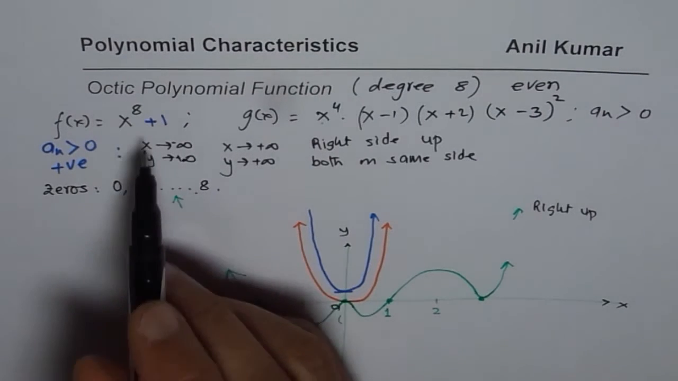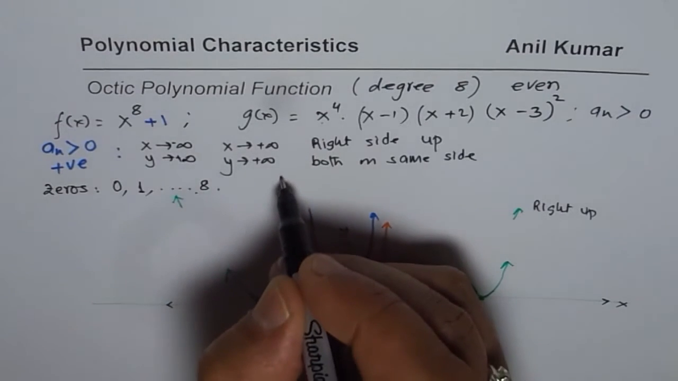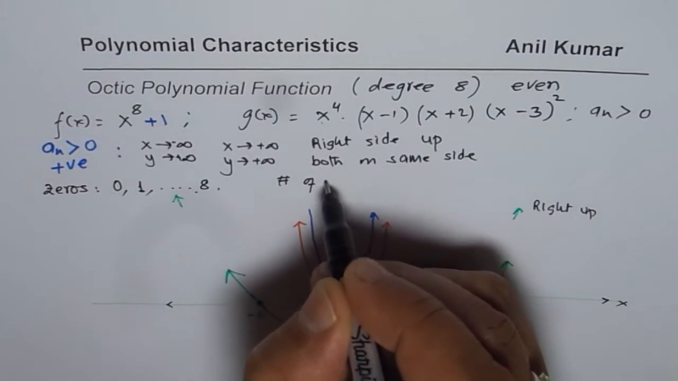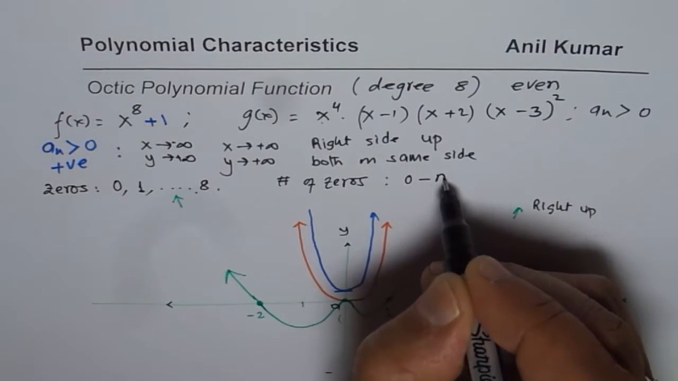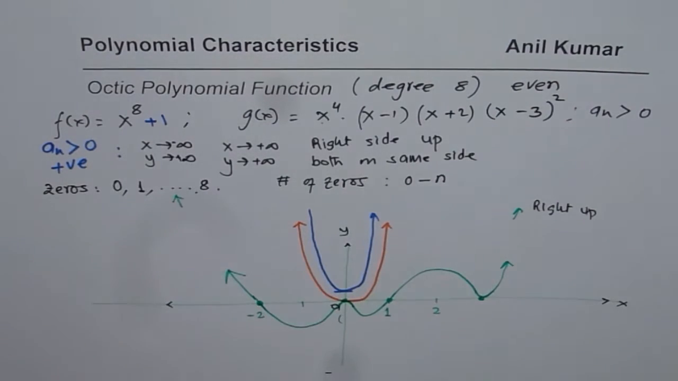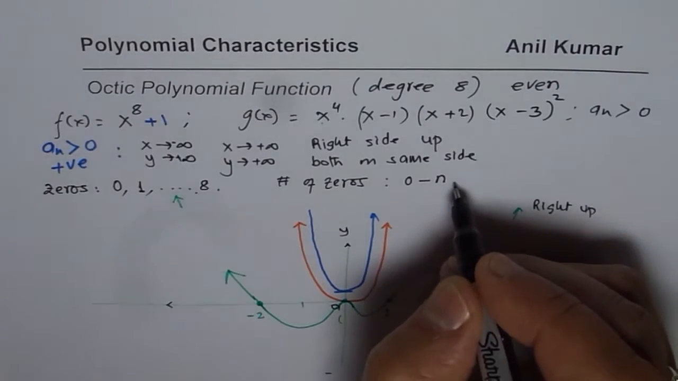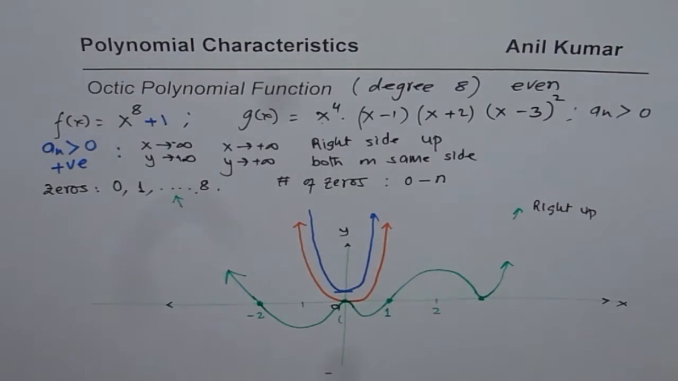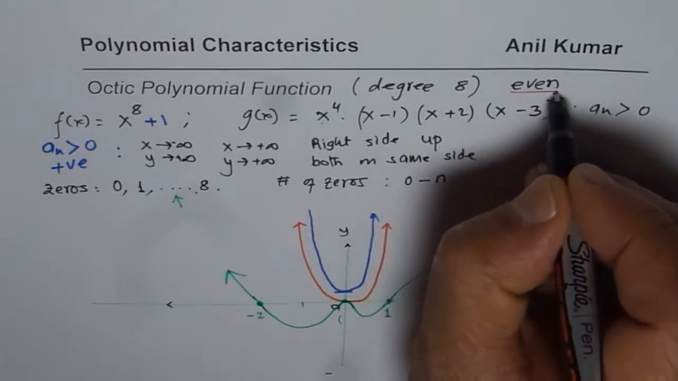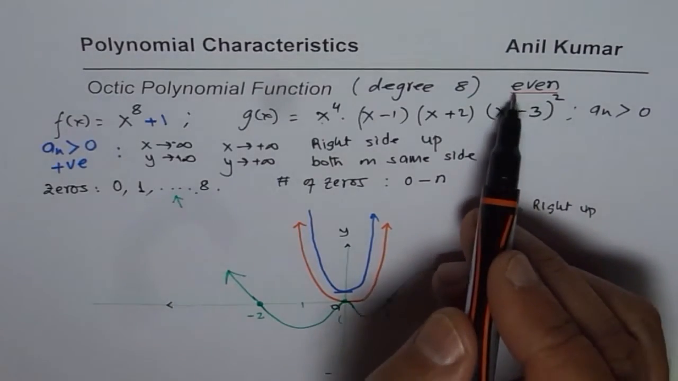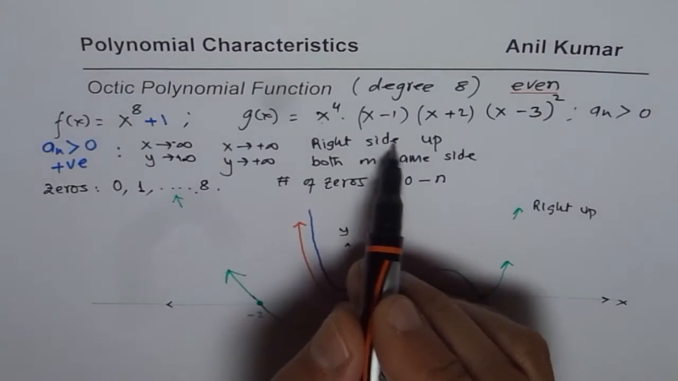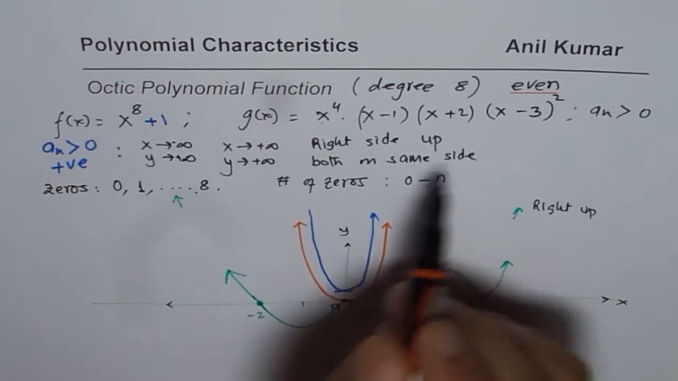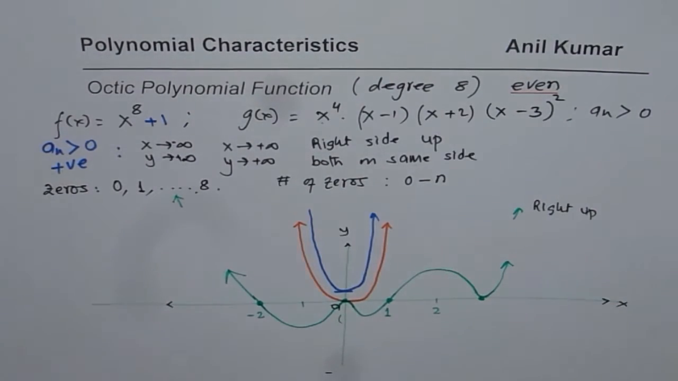So if n is even, in that case, the number of zeros is always from 0 to n. Do you understand? This is for even degree polynomials, right? Only, right? So we are considering also characteristics of even degree polynomials. For even degree polynomials, if leading coefficient is positive, right side is up and both are on the same side, and that is what the end behavior should be.